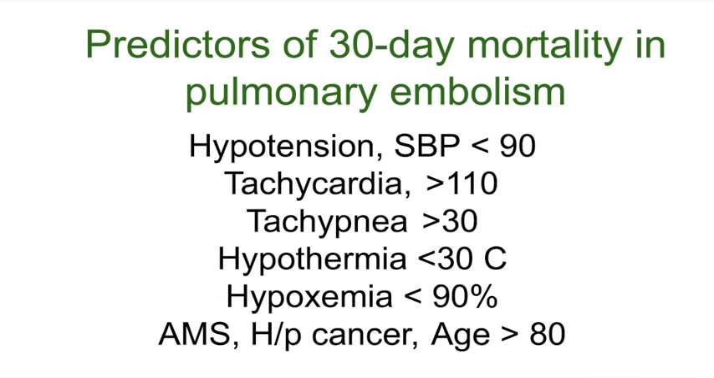Hypotension, tachycardia, tachypnea, hypothermia, hypoxemia, altered mental status, and history of cancer, as well as a patient older than 80 years old. So all of those predictors I just mentioned are clinical predictors. There are also radiological predictors such as right ventricle dysfunction, and you have lab predictors such as troponin and BNP.